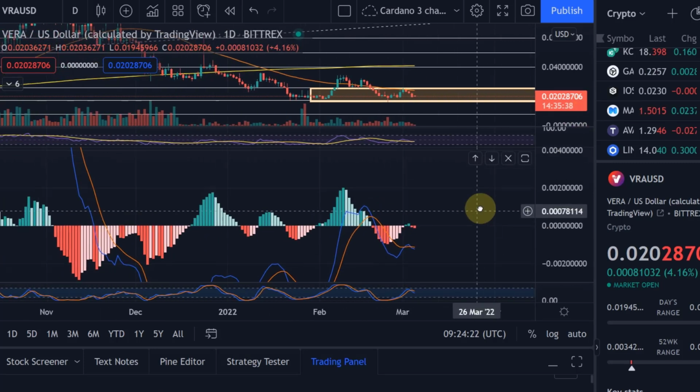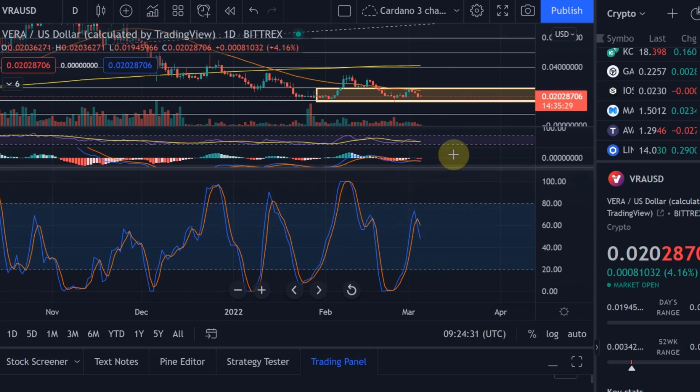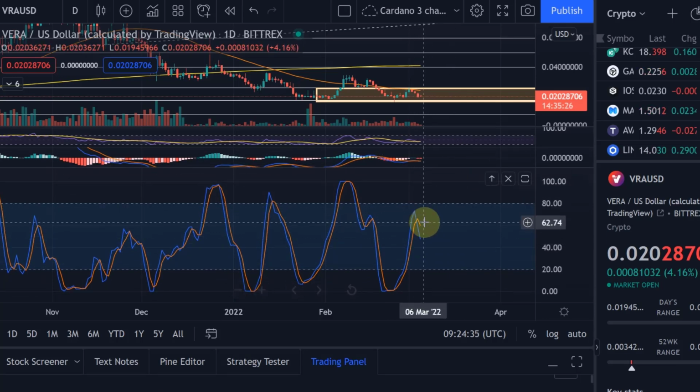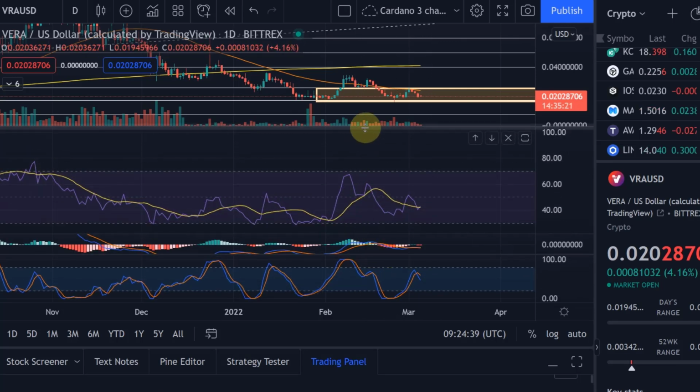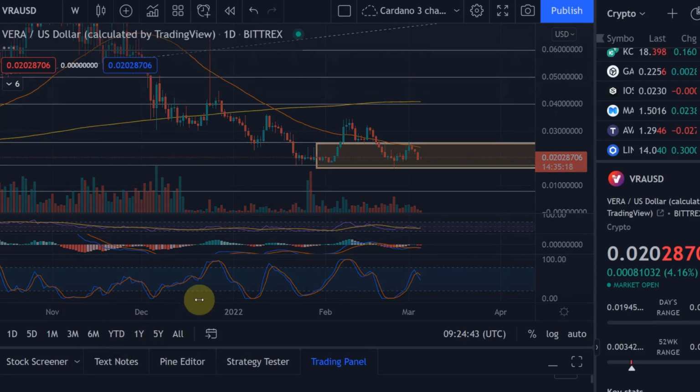Here the MACD is also giving us a bearish crossover on the daily, so expecting to see further prices dropping. We can also see here that the stochastic RSI is still very high, so that could also support further price drops, which would just confirm what I've been talking about here, that we aren't finished yet with that correction.